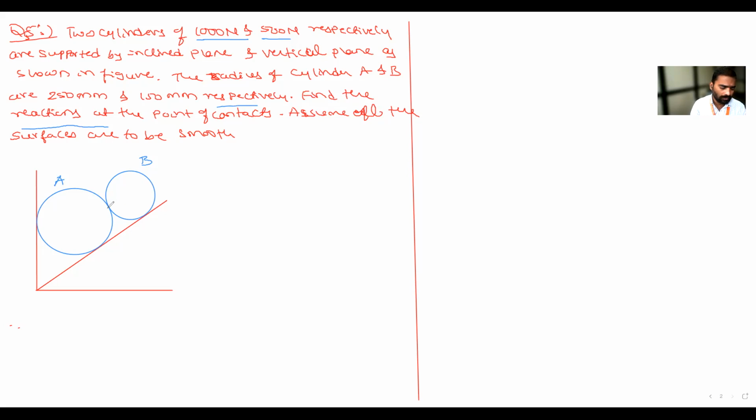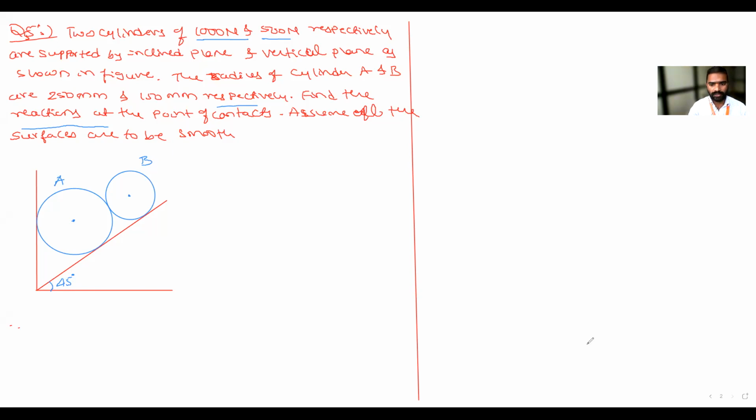So I will consider all these points. This is the center of this cylinder. This is the center of the other cylinder. Now consider the plane angle is given. This is 45 degree. Have you written this much? Yes, sir, all of you have written.